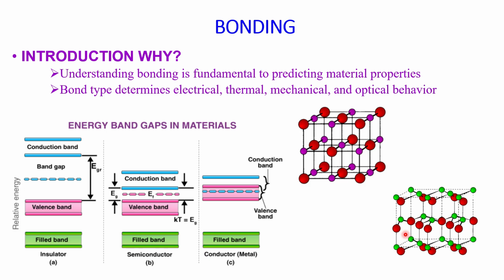From a condensed matter perspective, bonding determines band gaps, density of states, and carrier mobility. When we engineer materials for electronic, photonic, or quantum devices, we are essentially engineering bonding at the atomic scale.